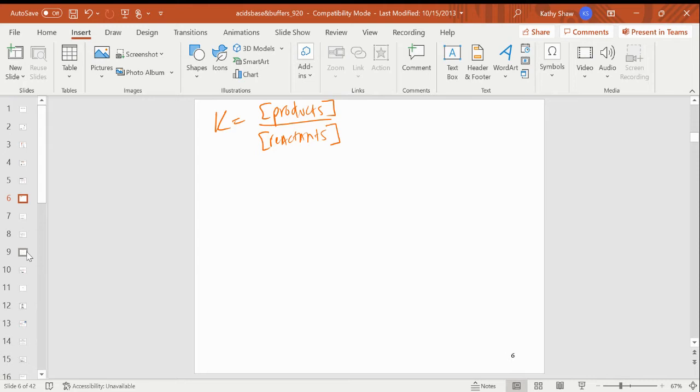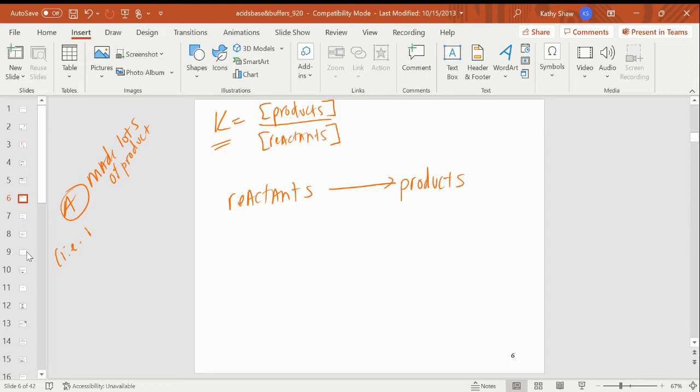So anyway, our equilibrium constant is products over reactants. Let's look at what our reaction is. We have whatever reactants going to products. Whatever our reactants are, they are, and the purpose of the reaction is to convert those to the products. So if K, our equilibrium constant, is the concentration of the products over the reactants, let's look at what's going on. Let's say in one case I have lots of products made. So what I'm actually saying is not much reactant left.